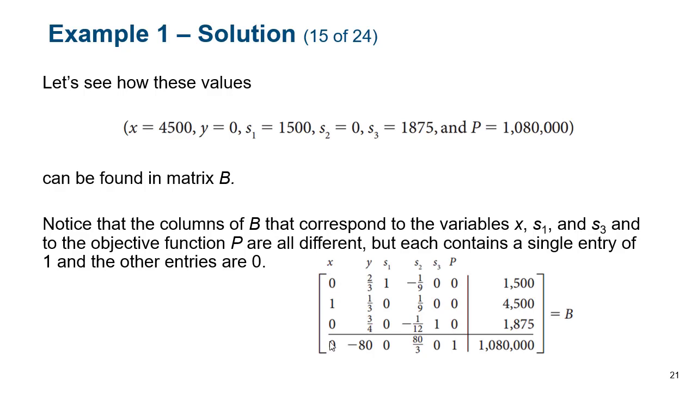And so you can see that, right, this one tells us that x equals 4,500 because we have multiple non-zero things, then y equals 0. Here our slack 1 variable equals 1,500. Our slack 2 variable equals 0. Our slack 3 variable equals 1,875. And our profit equals 1,080,000. So that's how we could glean all of this information just from the matrix.